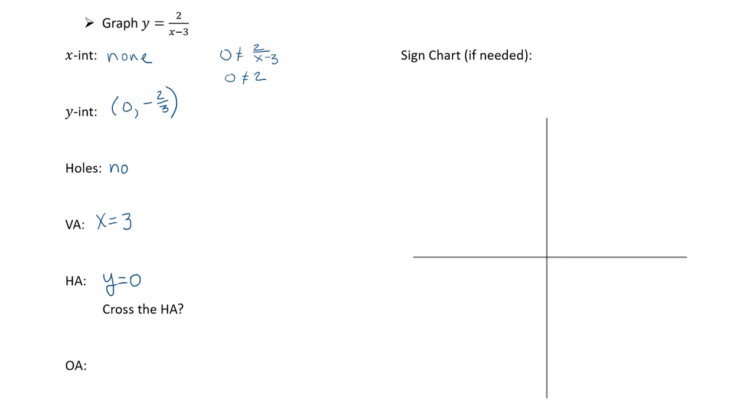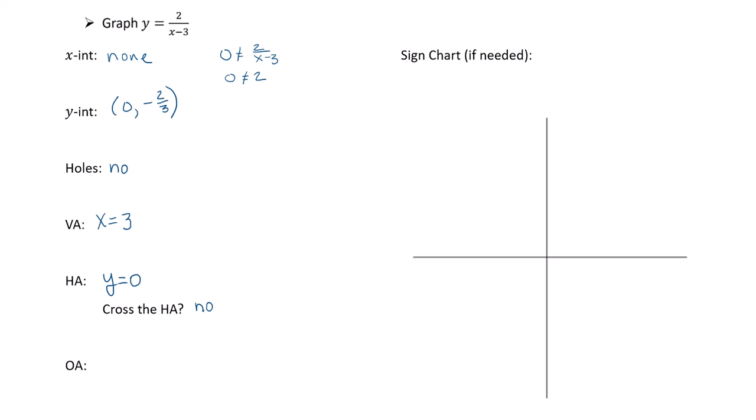Is it possible that we could cross the horizontal asymptote? In other words, is there an x value when y equals 0? Well, we already tried that up here for the x-intercept. The x-intercept is when y is 0, and y equals 0 happens to be our horizontal asymptote, so it's not going to cross the horizontal asymptote.